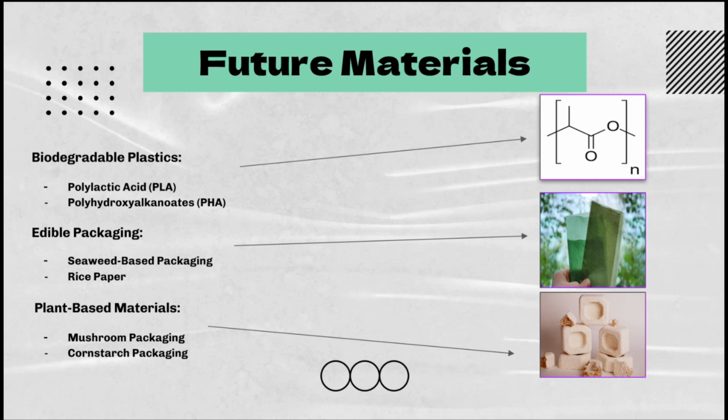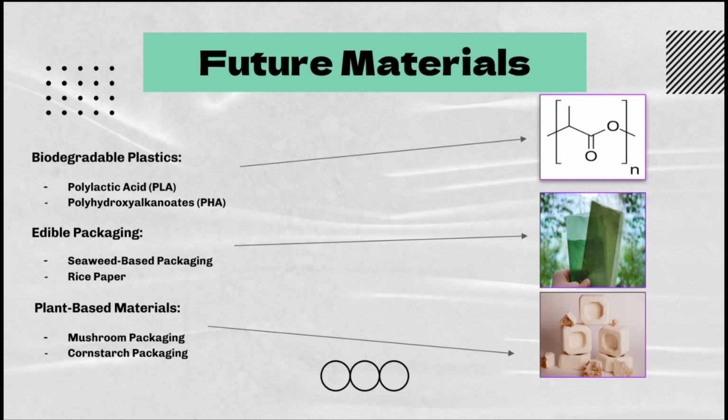For the second point, we have edible packaging, for example, seaweed-based packaging made from algae. This type of packaging is both edible and biodegradable. It also can be flavored or colored to suit different products. And secondly, we have rice paper. Rice paper has been used in some cultures for centuries. Rice paper is edible and can be a viable option for wrapping food items.